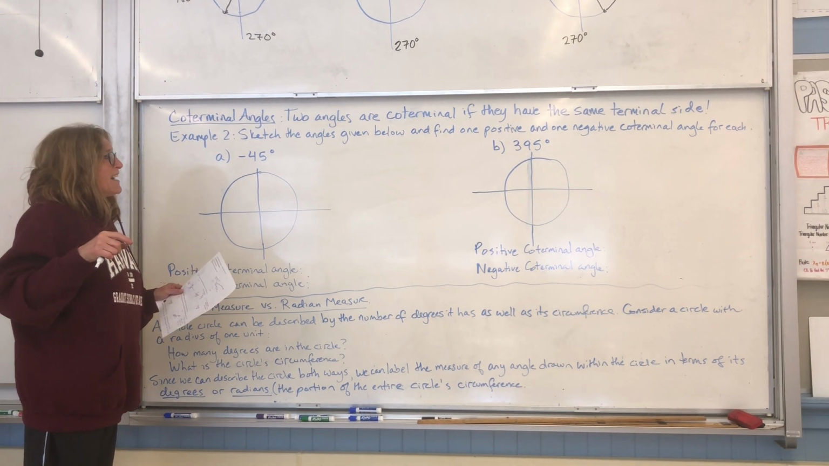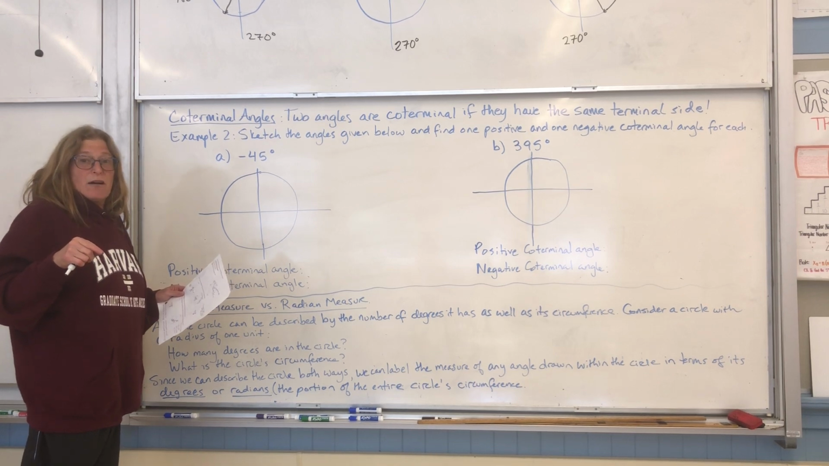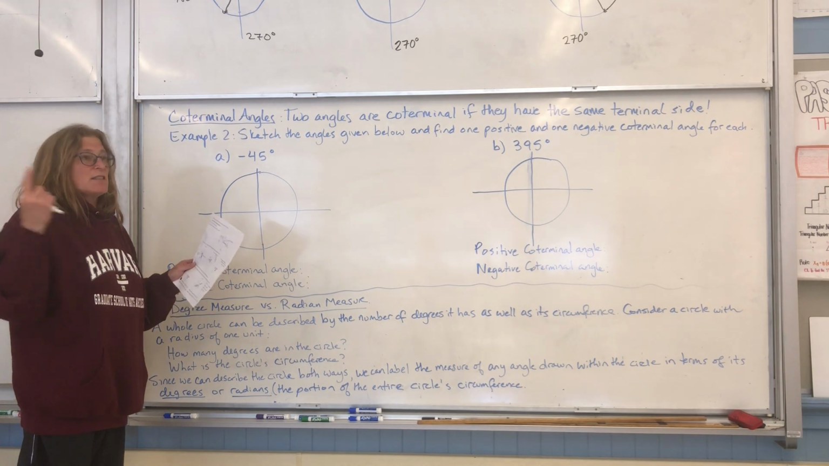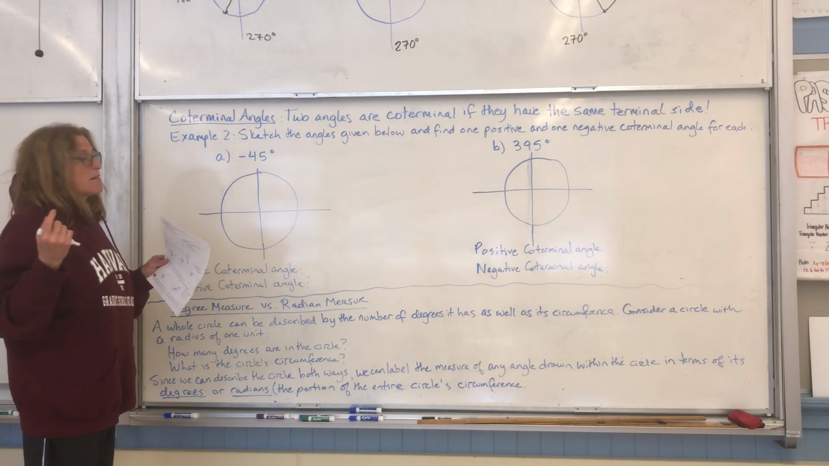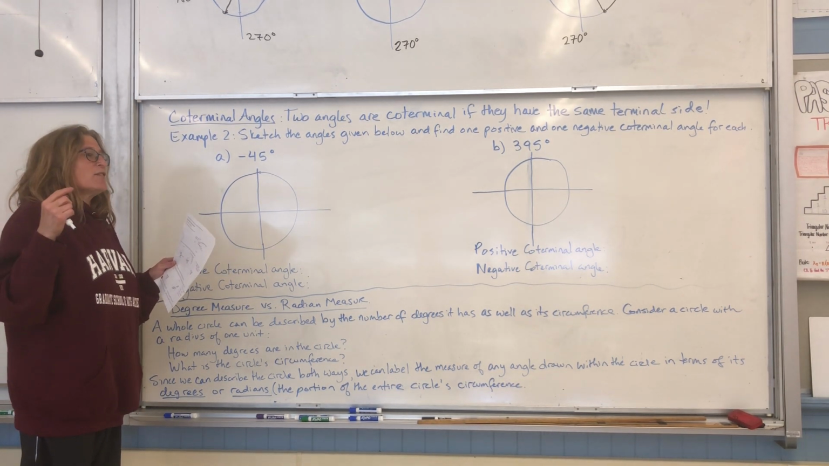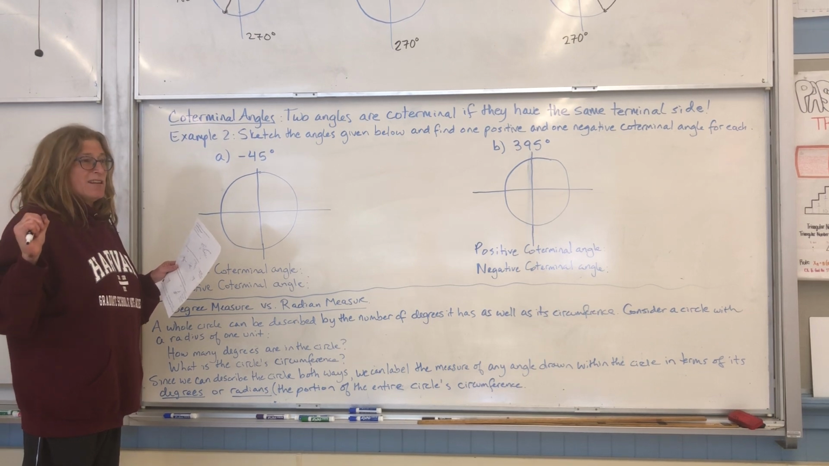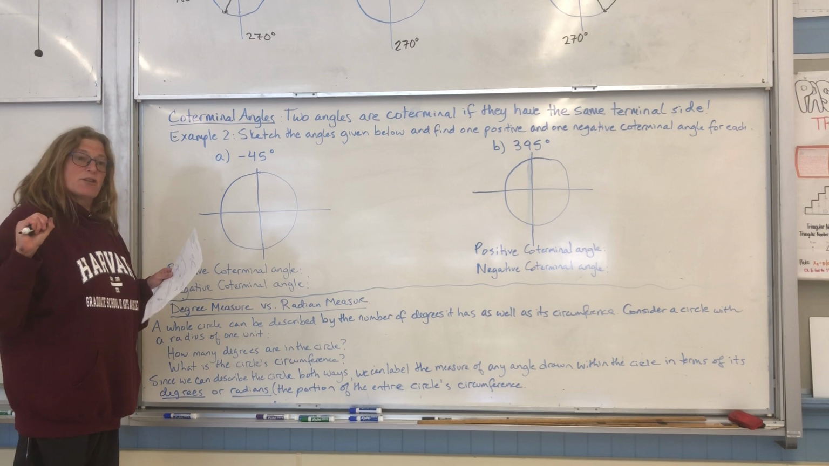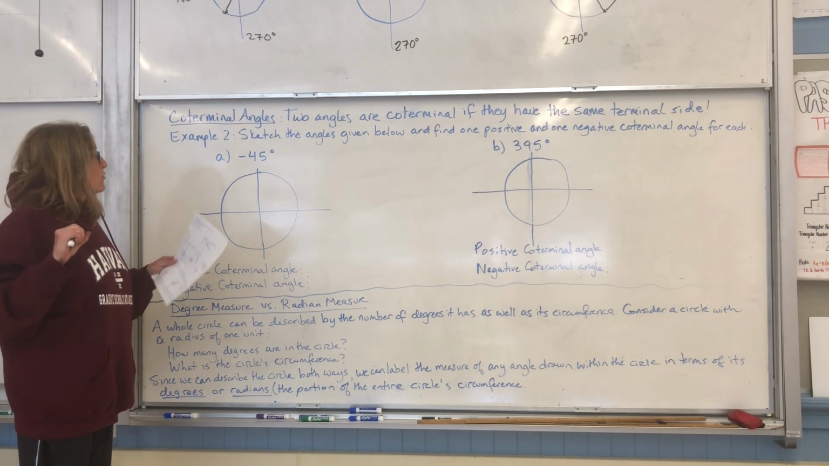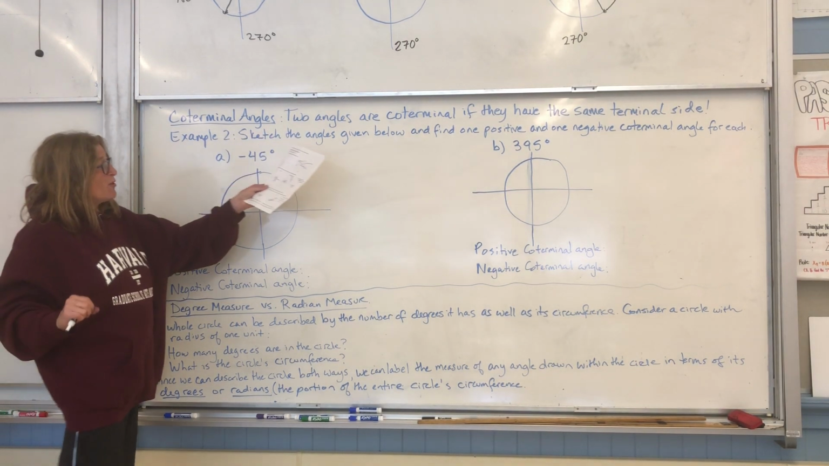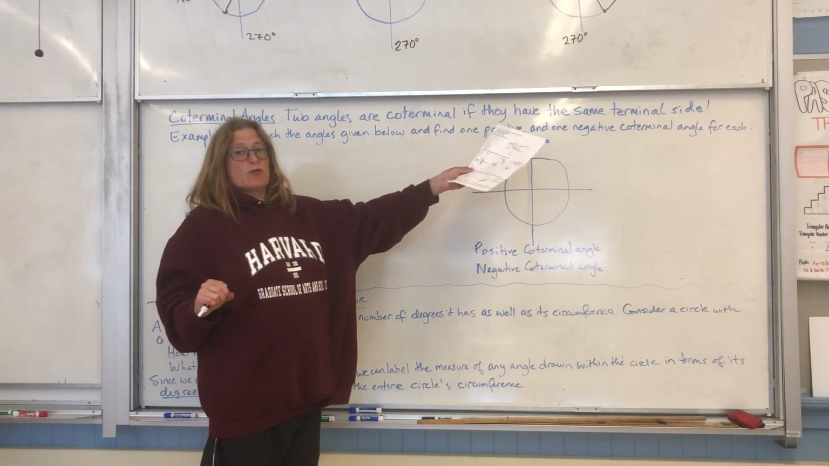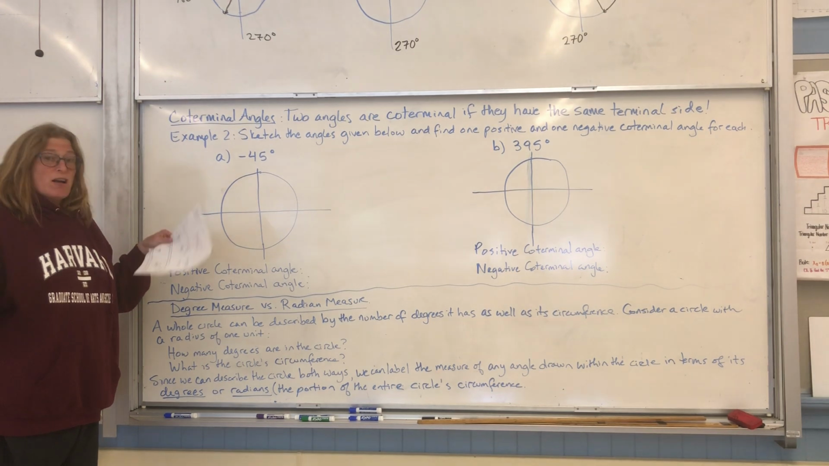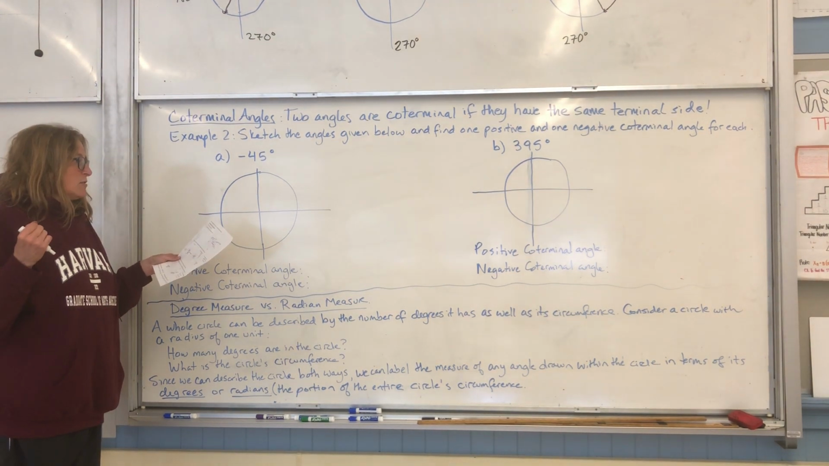If I spin that yo-yo one more time around and land at the exact same spot, that's going to have the same terminal side, right? It's going to have an angle that ends at the exact same point. However, it's going to be 360 degrees more in measure than the other angle. So two angles are coterminal if they have the same terminal side. So I can think of coterminal angles as positive angles or negative angles.